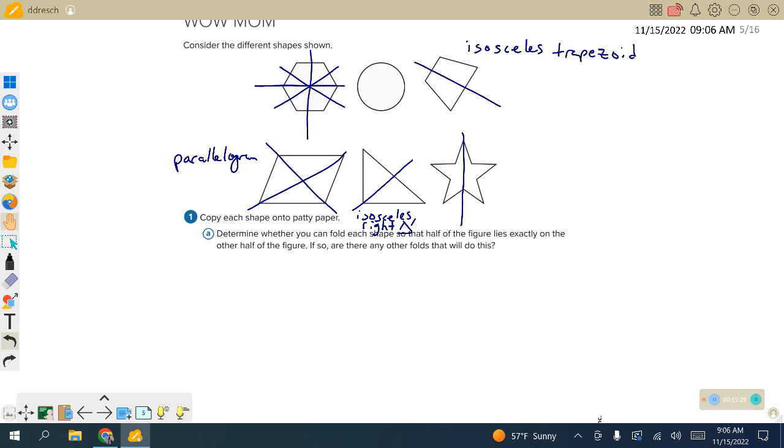One more time. Do we have rotational symmetry? Yes. With the hexagon? Yeah. On that rotational symmetry, my follow-up question to you is, what is the smallest angle of rotation such that it will land on itself? I would say 60 as well.